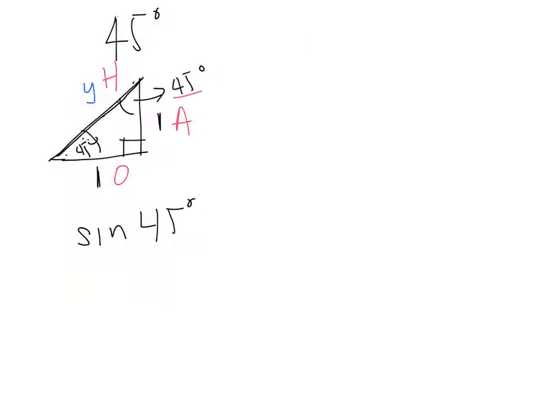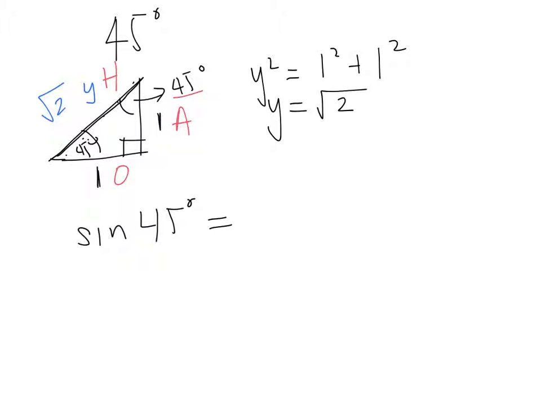If I'm doing that, then for 45, sine 45 is going to equal 1 over y, but I don't know what y is. So I need to find y first. Of course, we use our Pythagoras. Pythagoras says that y squared equals 1 squared plus 1 squared. 1 squared is 1, so 1 squared plus 1 squared is 2. So I have y equals the square root of 2.